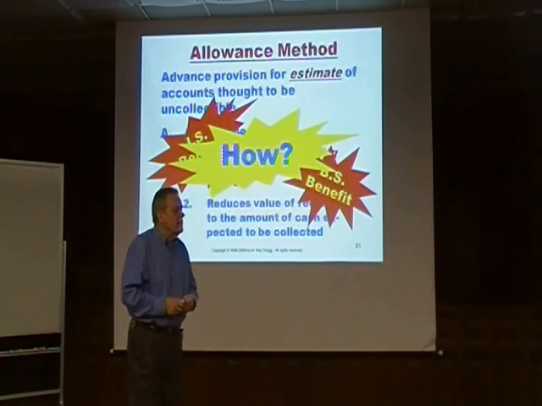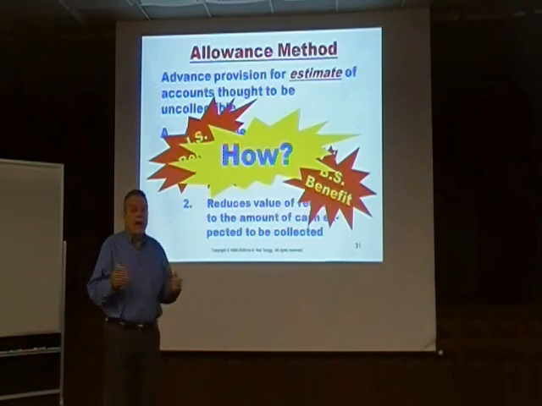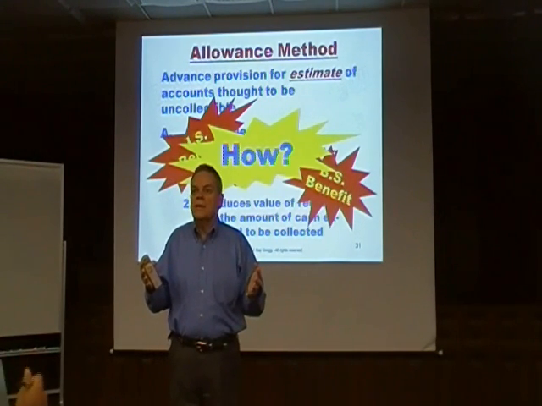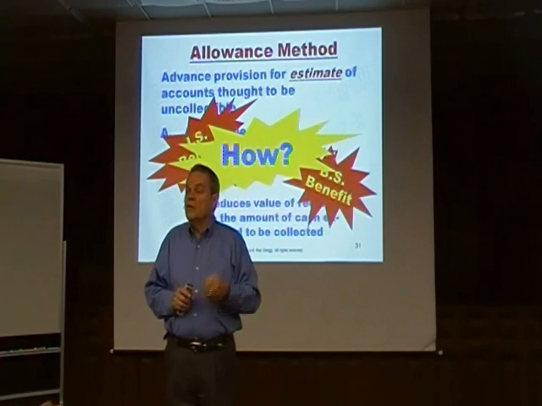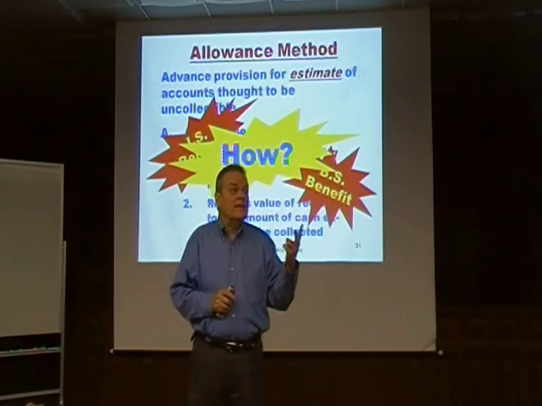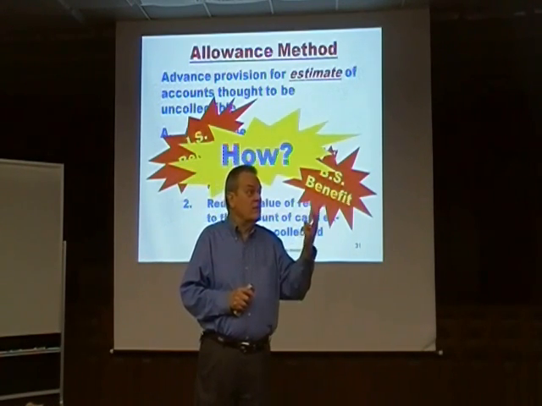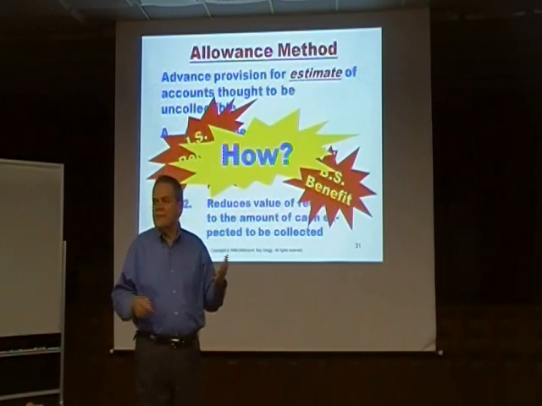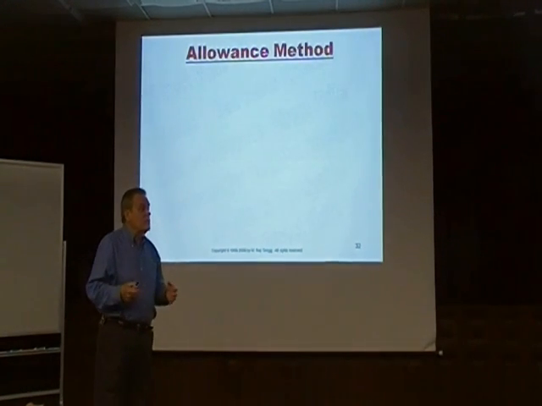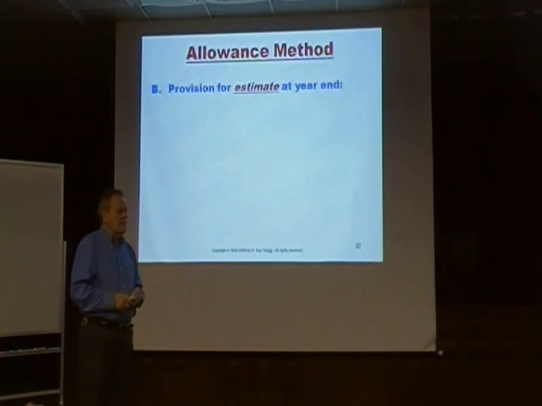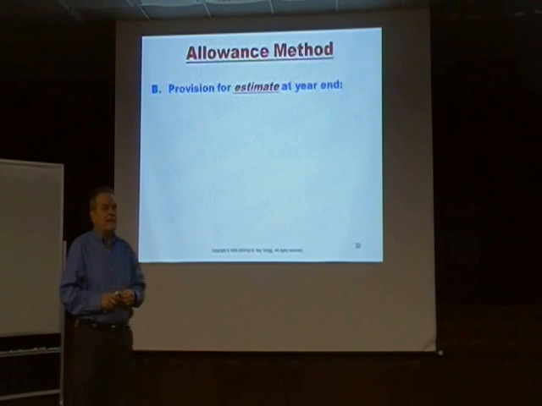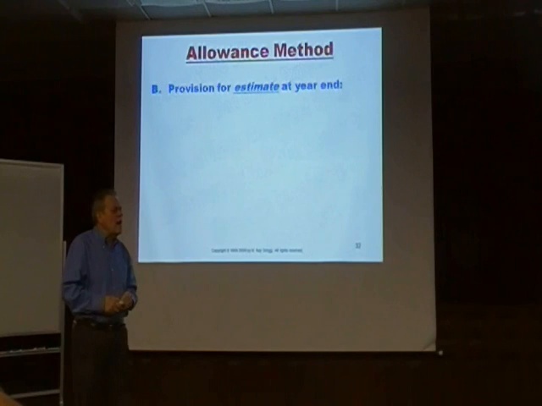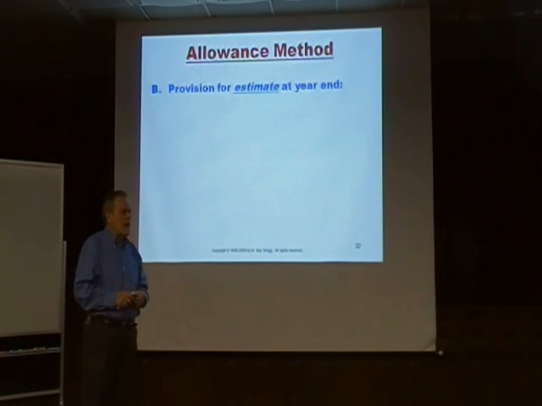How are we going to get there? Well, with many other things that we find out of date on the balance sheet and the income statement, we make adjusting entries. We've learned to adjust supplies, prepaid insurance. We've learned to adjust for depreciation. We've accrued interest. We've done all sorts of adjusting entries. We'll add this to the list. The allowance method makes an estimate at the end of the year, an adjusting entry at the end of the year to accomplish exactly what I just described.